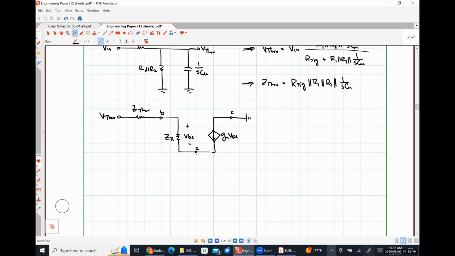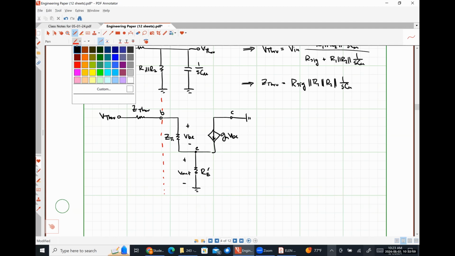And between our emitter and ground, we have an impedance RE prime. And this is where we take our output voltage to be. So we can effectively consider everything to the left of this dashed line our input stage, and everything to the right of this dashed line a combination of our amplifier stage and our output stage blended together, effectively, right?